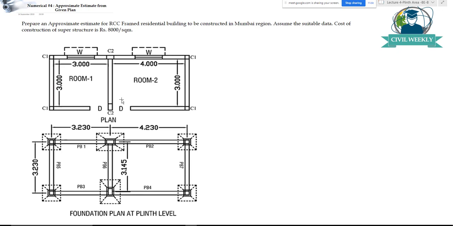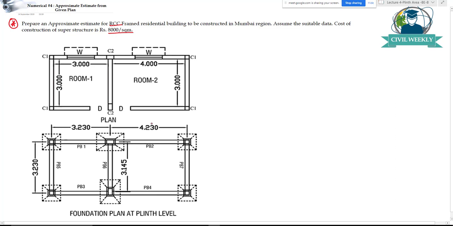So we will start with the next type of numerical, and here we'll have to find out the approximate cost. The numerical states: prepare the approximate cost or approximate estimate for an RCC frame structure to be constructed in a Mumbai region. So assume suitable data. Cost of construction of superstructure is 8,000 rupees per meter square. Okay, so this much data is only given to us. From that we'll have to find out the approximate cost or approximate estimate for this particular structure.